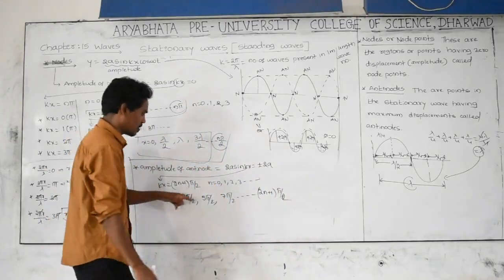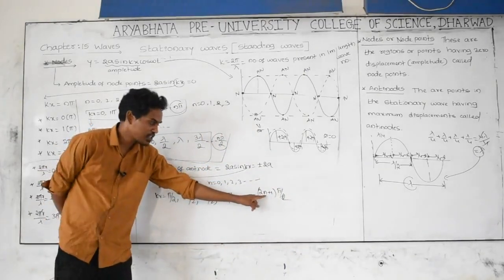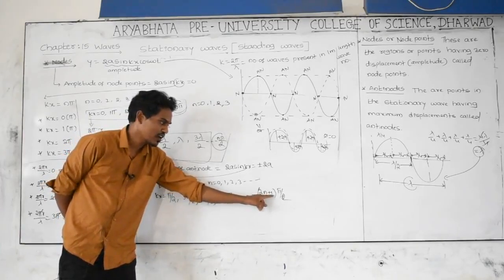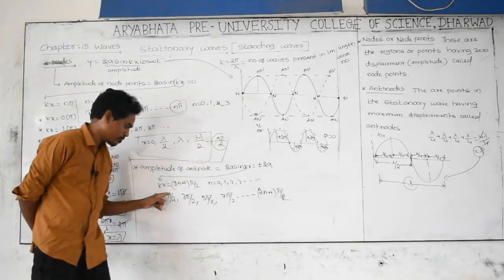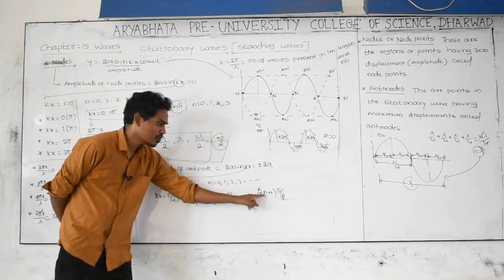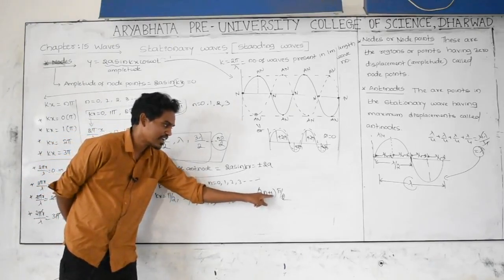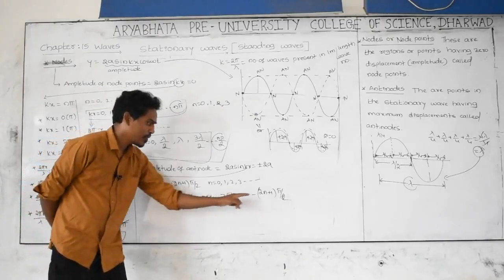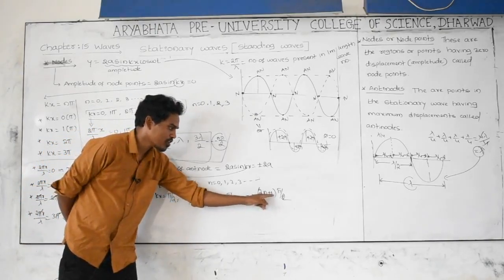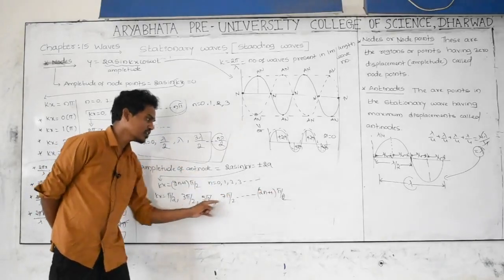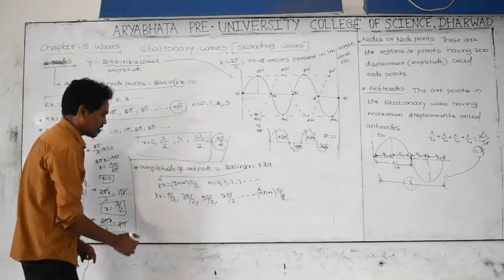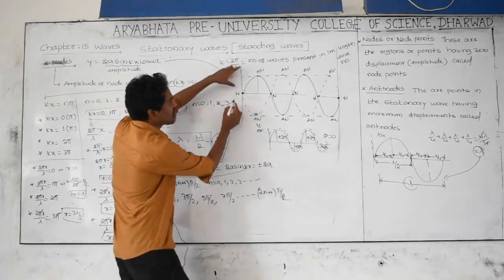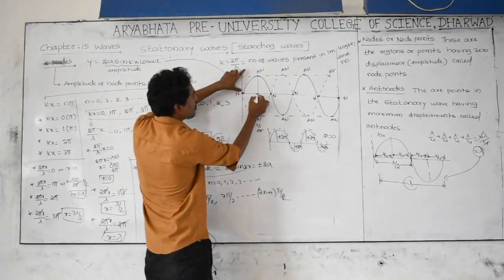How come? If n is equal to 0, substitute 0, 2 into 0, 0. What is remaining? 1, 1 into pi by 2, pi by 2. If n equal to 1, 3 pi by 2. If n equal to 2, 2 into 2, 4 plus 1 means 5 pi by 2, and so on. This is the general formula. What is pi by 2 here? Pi by 2 means 90 degree. Where is pi by 2? Yes, here is the pi by 2.